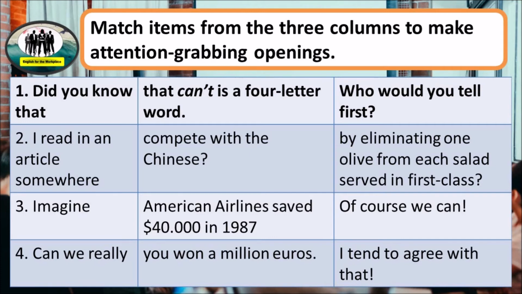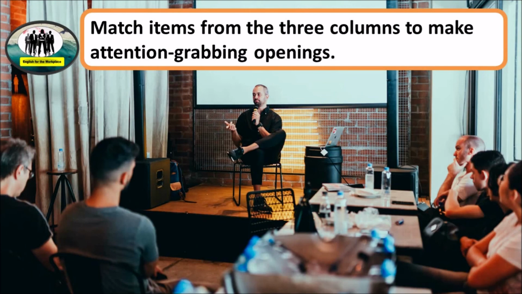Try to match items from the 3 columns to make attention-grabbing openings. Attention-grabbing openings mean that it's an opening that makes your audience pay attention to what you're trying to say. Okay, let's check the answers together.